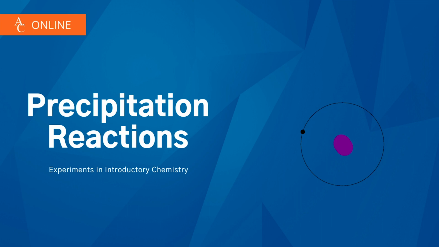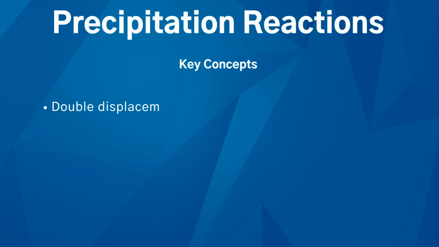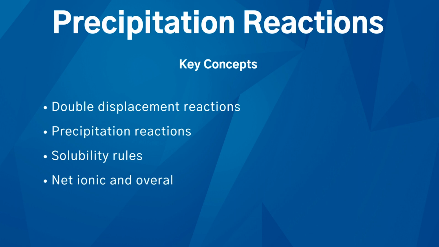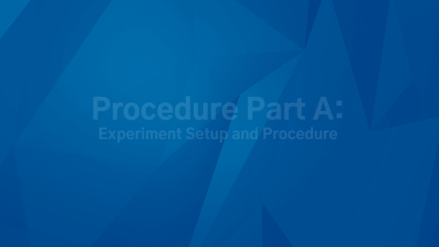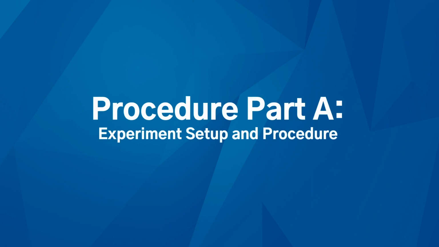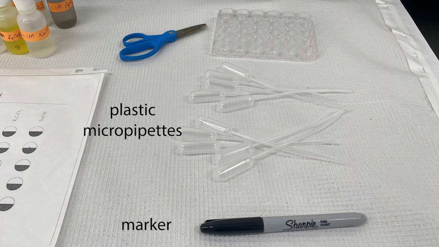Welcome to the Precipitation Reactions experiment. There's a few key concepts: double displacement reactions, precipitation reactions, a subset of those. We're going to need some solubility rules, and finally we're going to write ionic equations for some of these. But first, let's set up the experiment and let's do it.